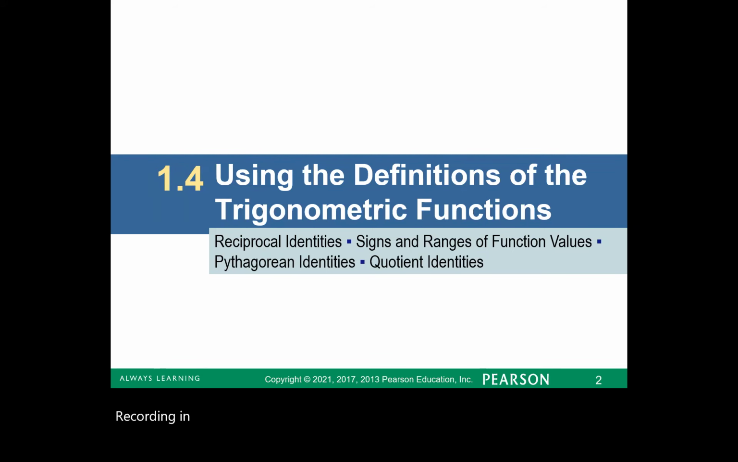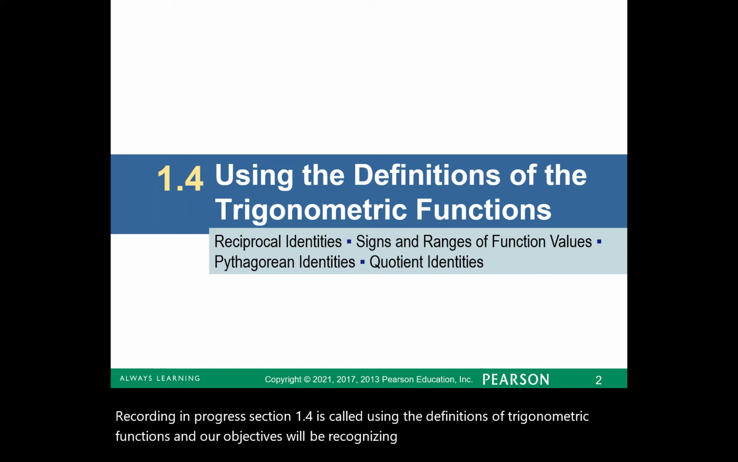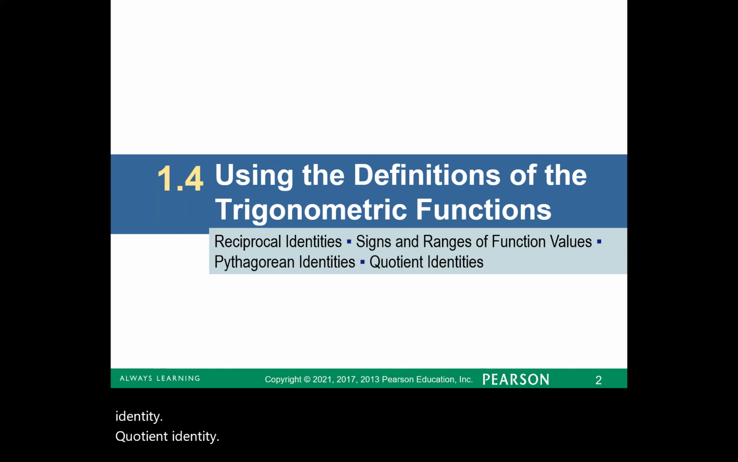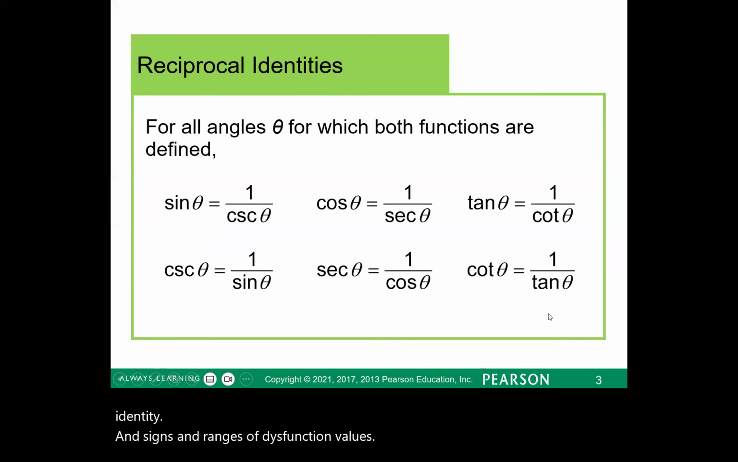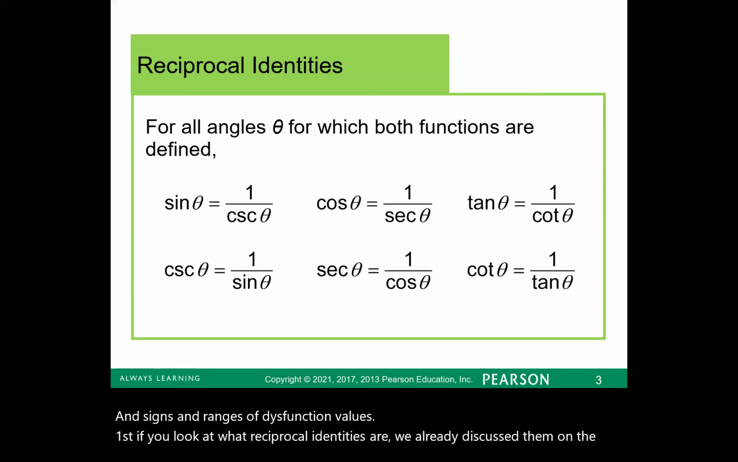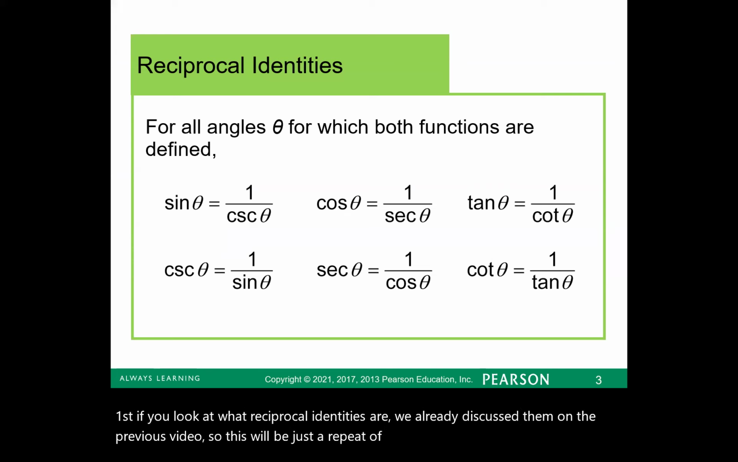Section 1.4 is called Using the Definitions of Trigonometric Functions, and our objectives will be recognizing the reciprocal identity, Pythagorean identity, quotient identity, and signs and ranges of these function values. First, if you look at what reciprocal identities are, we already discussed them in the previous video, so this will be just a repeat of the previous video.